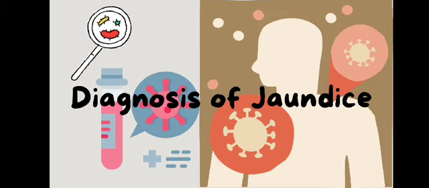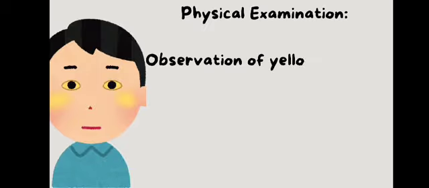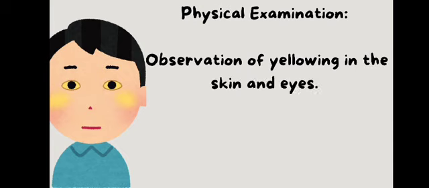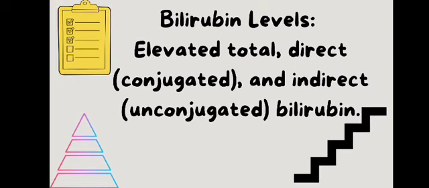How can we diagnose this disease? We have to look at the physical examination. Firstly, we will observe the yellowing of the skin and eyes. That is the first physical examination. And afterwards, we will proceed to blood tests. Different types of blood tests are done, where we see the bilirubin levels, the elevated total, direct or indirect bilirubin concentrations.